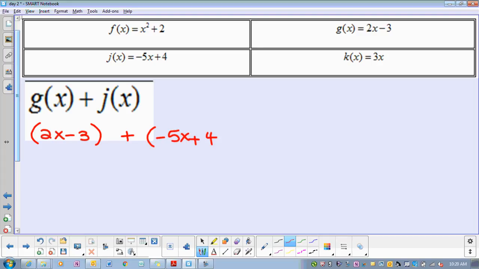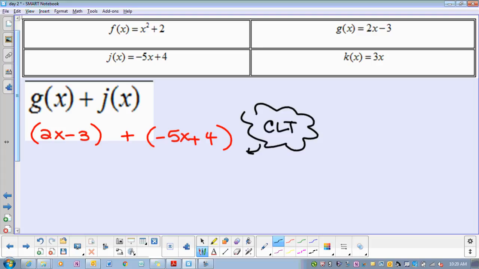Thank you. Negative 5x plus 4. That's my j function. So guys, I know that I wrote it in parentheses. Don't let the parentheses confuse you. Look at it. Minus, plus, combine like terms. So over here, I'm going to write combine like terms, just as a note for myself.